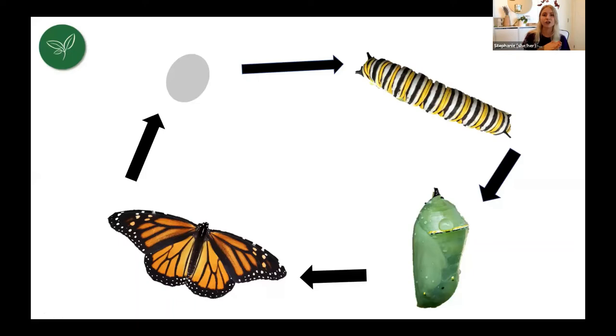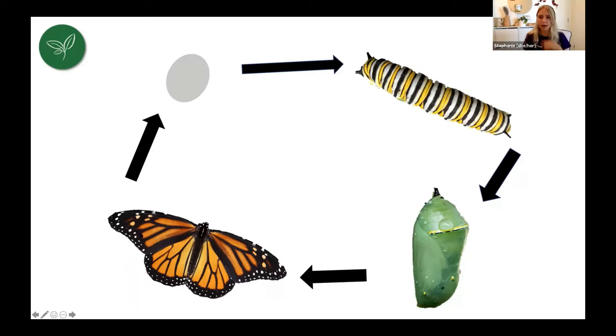We know the difference between a moth and a butterfly. We're now transitioning into just strictly butterflies. And there's many different stages that our butterflies go through in their life cycle. So we have an egg, we have the larval caterpillar, we have the pupa, which is in a chrysalis, and then we have the adult butterfly as well.